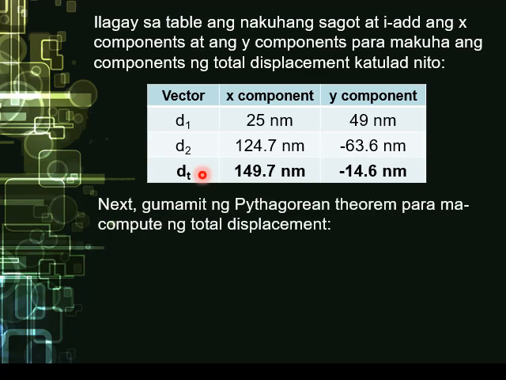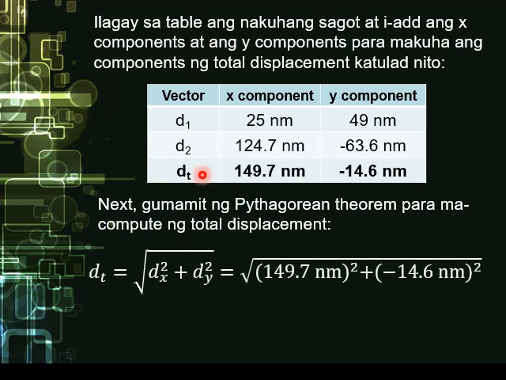So, next naman, gagamit tayo ng Pythagorean theorem para ma-compute ang total displacement. So, we have dt is equal to the square root of dx squared plus dy squared. Ito na yung 149.7 squared plus negative 14.6 squared. So, pag in-add natin yan and then we will get the square root, we will get a total value of dt na 150.4 nautical miles.